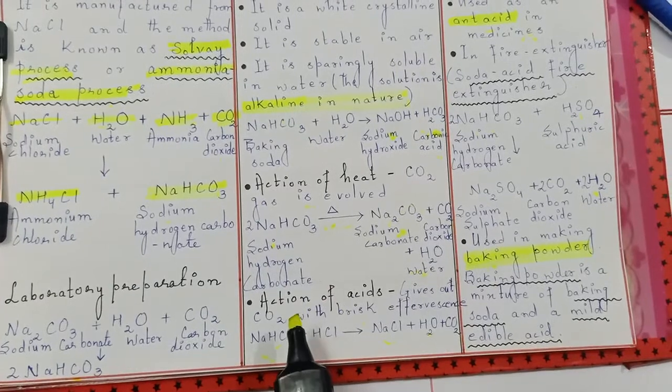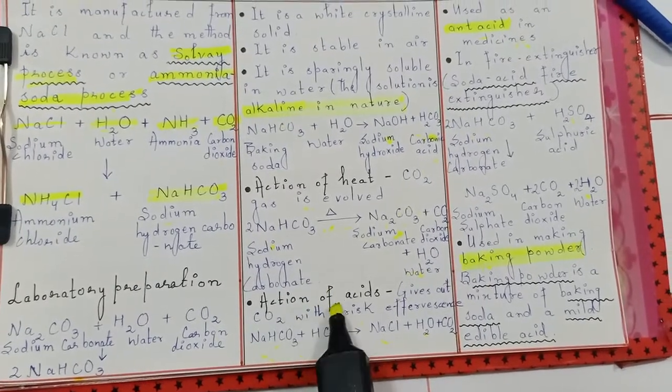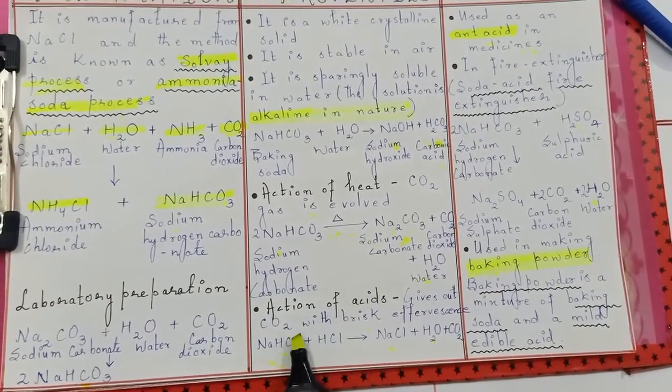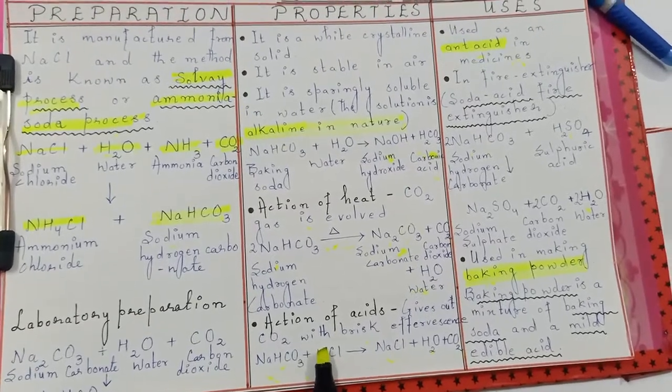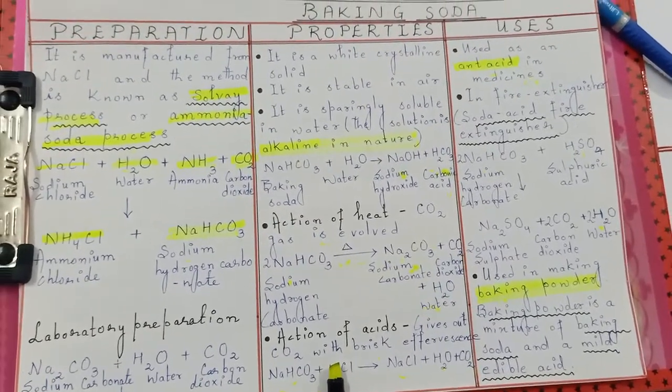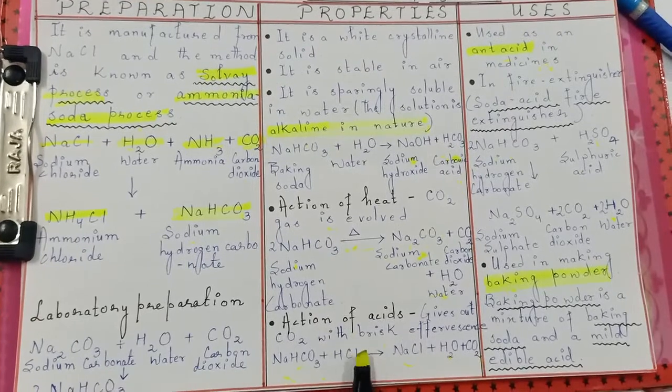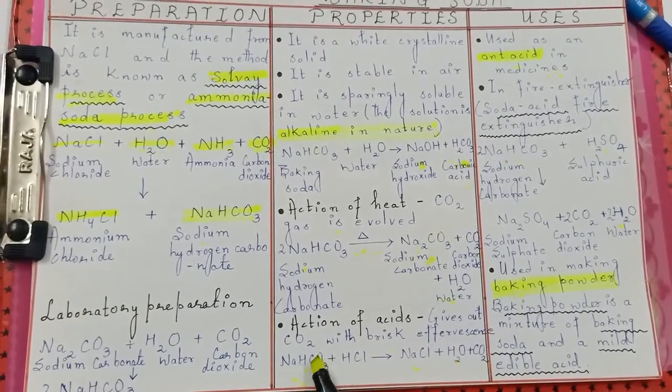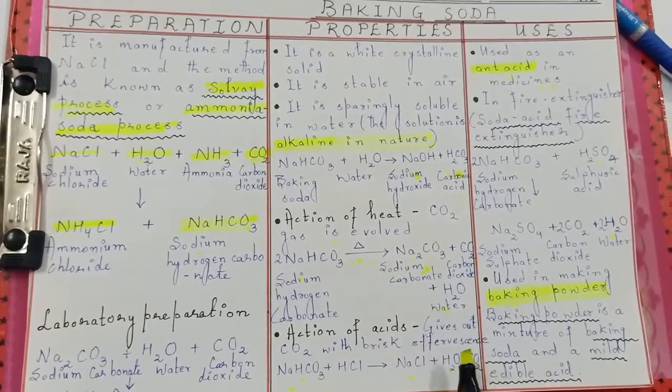Next is the action of acids. Now we have dealt with this kind of reaction when we discussed the chemical properties of acids. At that time I told you that acids react with metal carbonates or metal bicarbonates and they produce salt, water, and carbon dioxide gas is evolved.